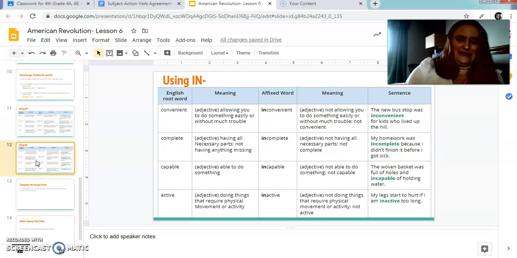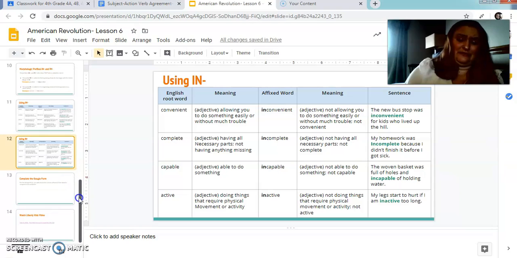These are examples, we're going to use these frequently throughout the next couple of weeks in this unit, of words that would get the in prefix. So example, convenient, allowing you to do something easily or without much trouble. If we wanted to say something was the opposite of that, or it was not convenient, we would use the prefix in, inconvenient, because it begins with something other than M, B, or P.